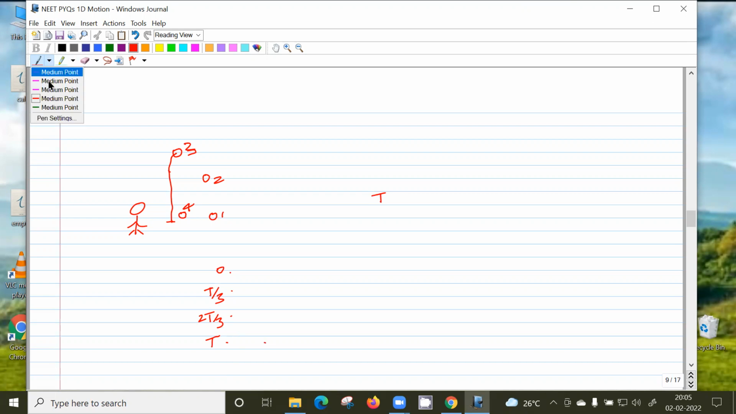Okay, so now we can solve the problem. The total time is capital T. So the time taken to go from here to here, that is half the distance, is capital T by 2.